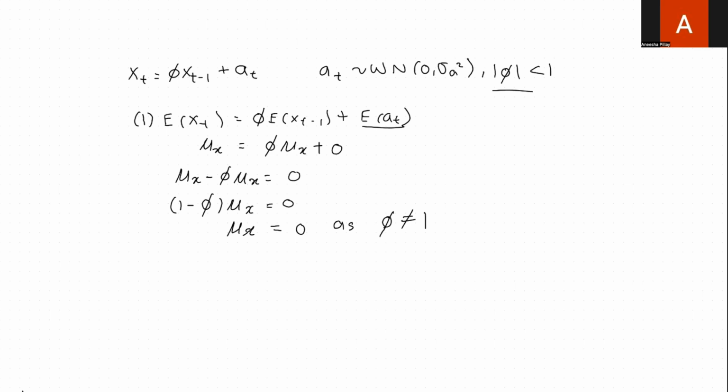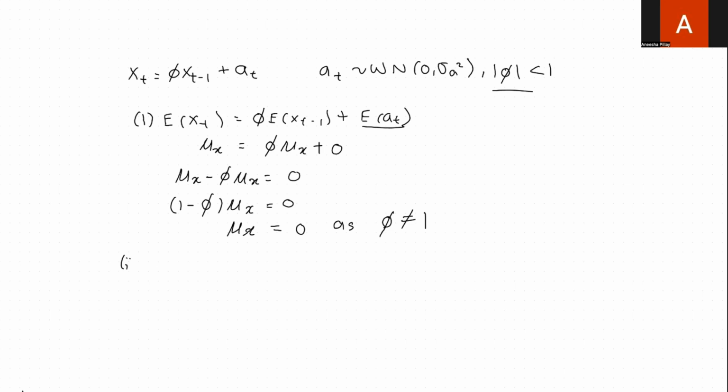Now there would be certain cases where your autoregressive model does not give you these values, so you need to be careful whether your mean is constant or not. Just be careful with that. If let's say your phi is equal to 1, then it's going to be undefined. All right.